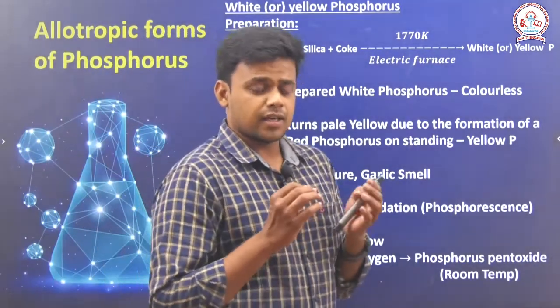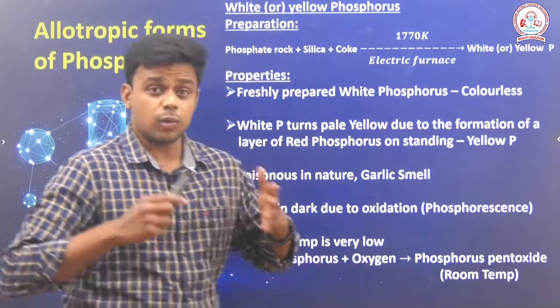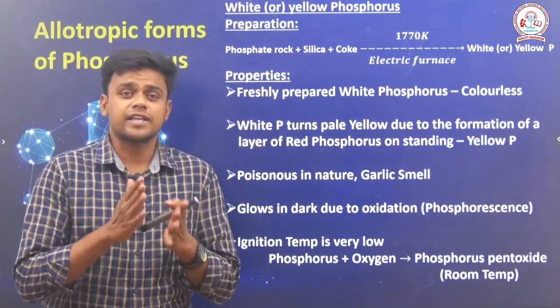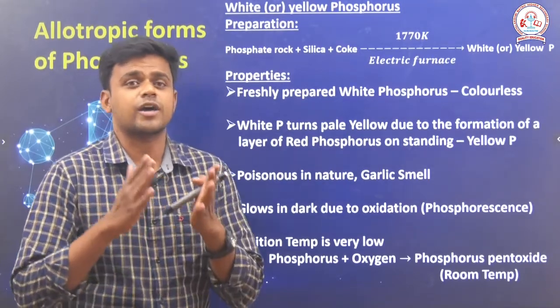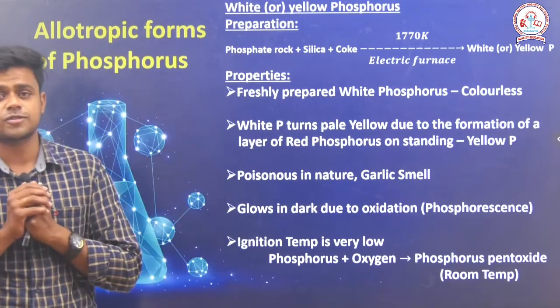Phosphorus exists in different allotropes. How? And what are those allotropes? See, the allotropes of phosphorus include the white phosphorus or yellow phosphorus. How do we obtain this white phosphorus or yellow phosphorus?